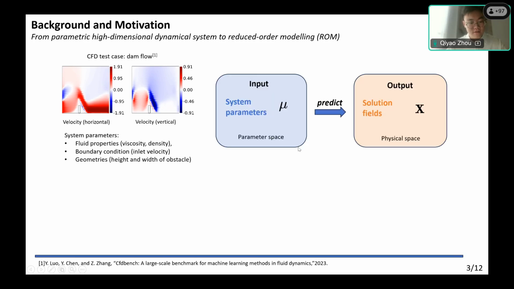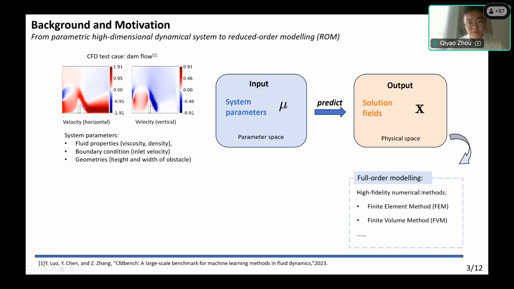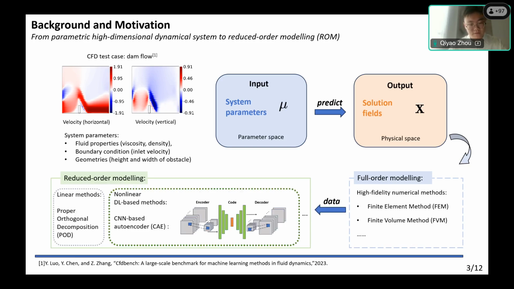So in the modeling task, the input is the parameter vector, and the output is the corresponding solution field. What we want is to construct a predictive model. The main challenge is that full order simulations, for instance, based on finite element or finite volume methods, are computationally demanding. So this becomes a major bottleneck when repeated simulations are needed for inverse problems or data assimilation. And this motivates the use of reduced order modeling methods.